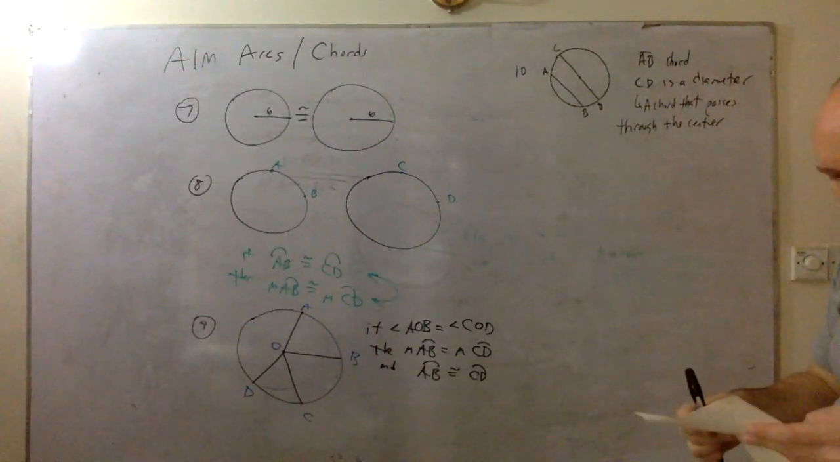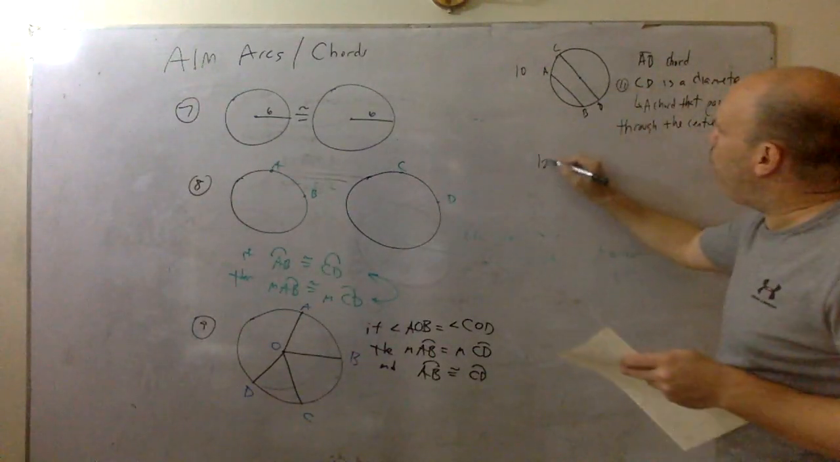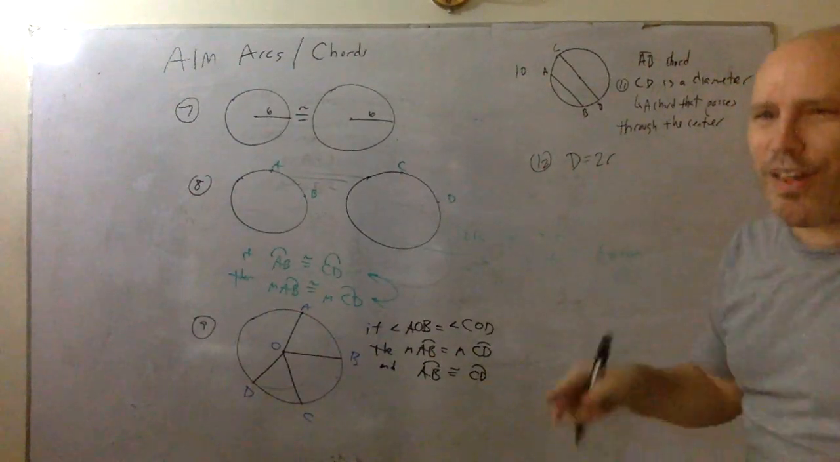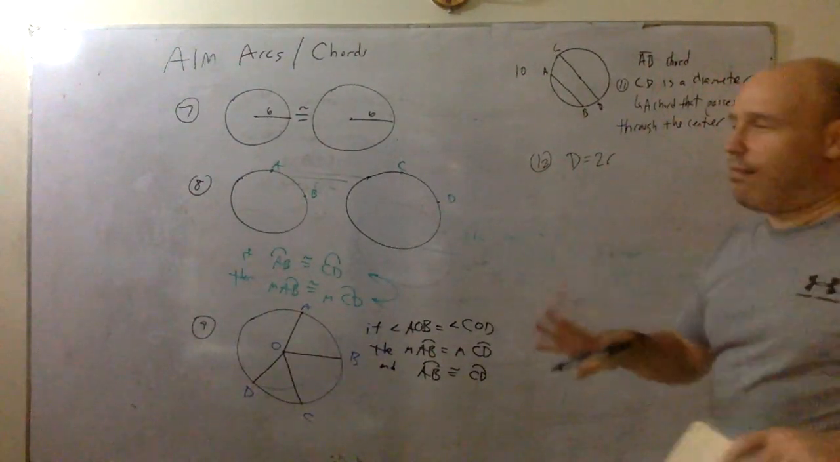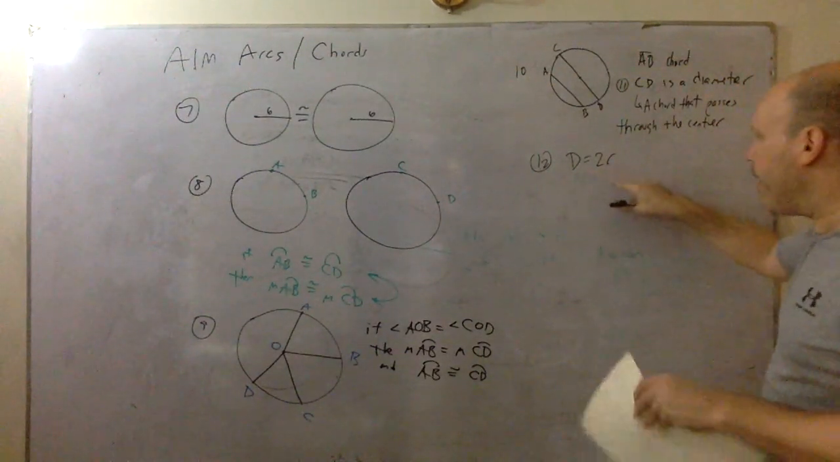Cool. And we know that this is 11, 12. The diameter is twice the radius. We spoke about this in another video. The diameter is generally twice the radius.